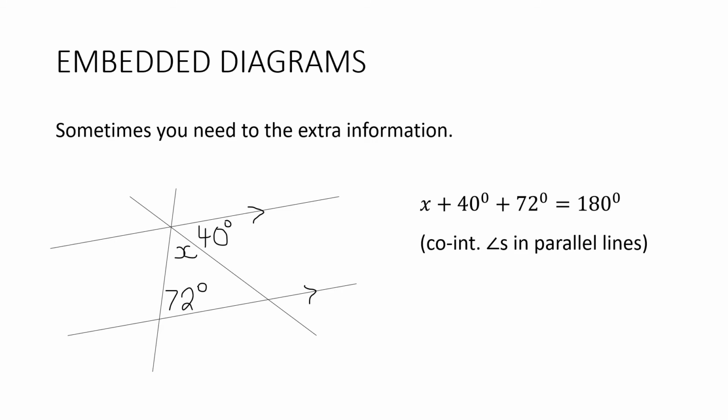And now we need to figure out what x is equal to. So 40 and 72 is 112. So something plus 112 is equal to 180. So x is equal to 68 degrees.